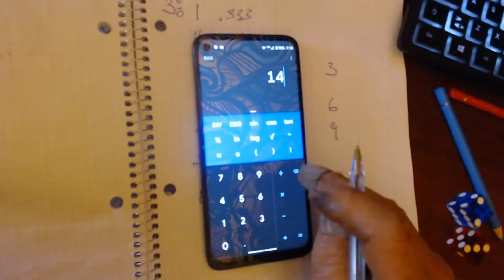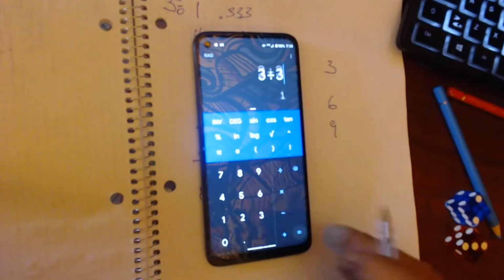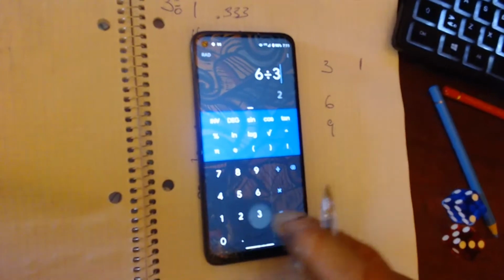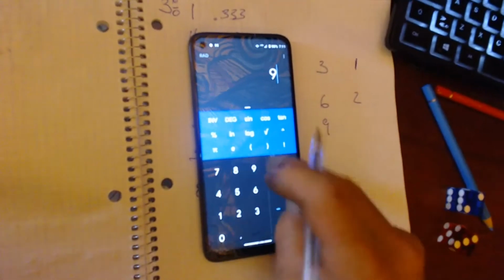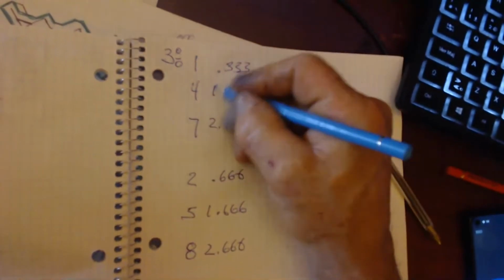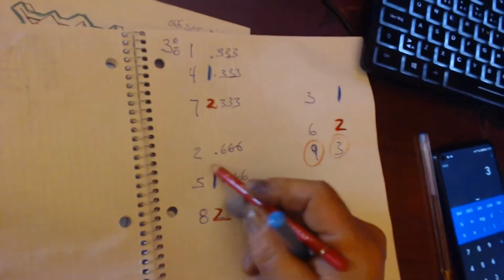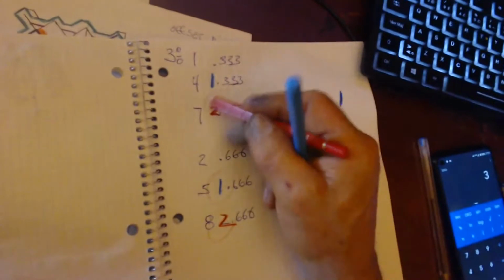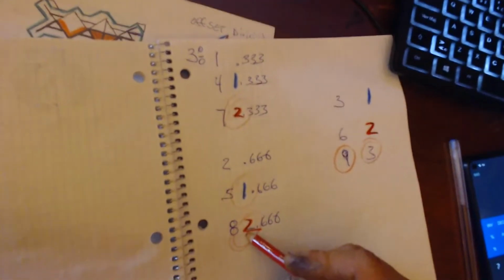Now 369, let's see if we can figure this one out together. 3 divided by 3 equals 1. 6 divided by 3 equals 2. 9 divided by 3 equals 3. So you see what happened? Now when we move this calculator away, we can notice that we have 1 here, we have 1 here, and we have 1 here. We have 2 here, we have 2 here, and we have 2 here. This one swallows them. This will eat this one and this one. This will eat this one and this one. This is a part of this to the 0.666. So 1 and 2. So now we're going to go here.